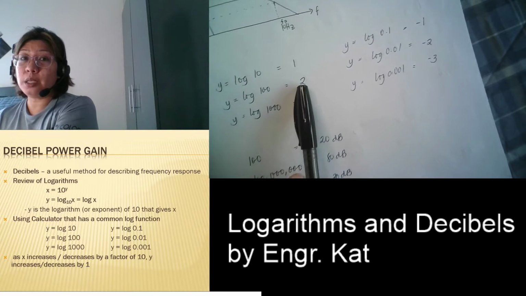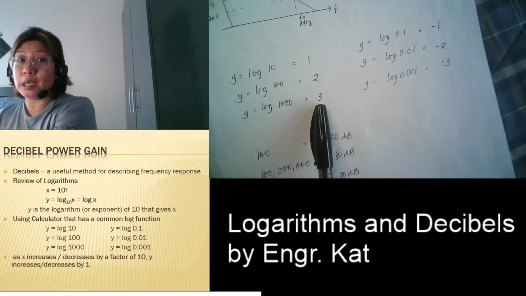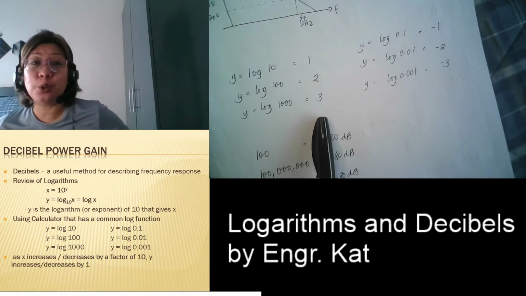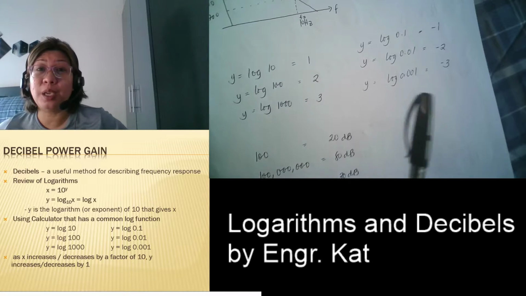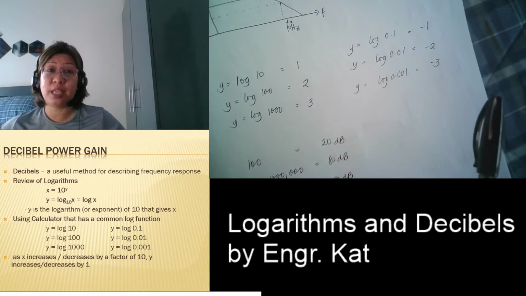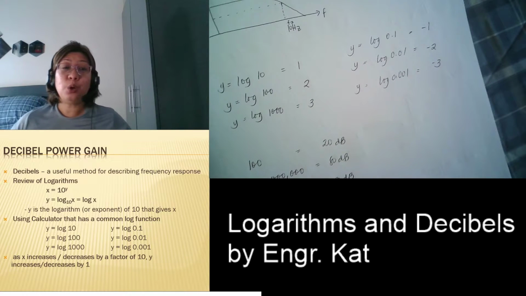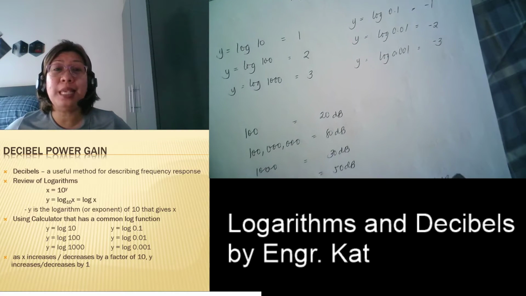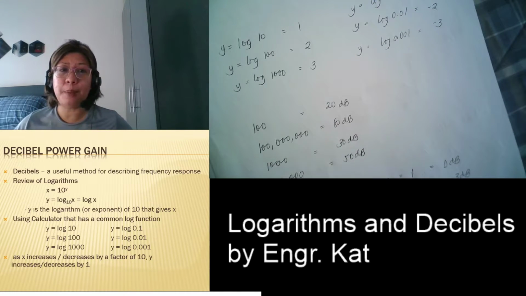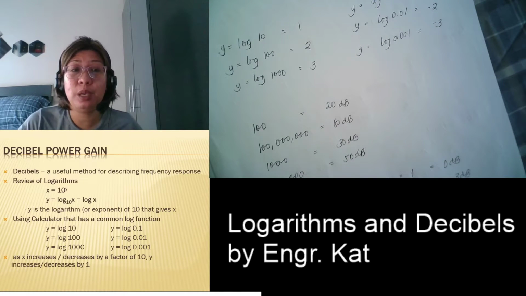Okay, so this has positive value. It's increasing. As x increases or decreases by a factor of 10, y only increases or decreases by a factor of 1. You just have to place a negative sign here. If you're going to place that in decibel, all you have to do is multiply that by 10.